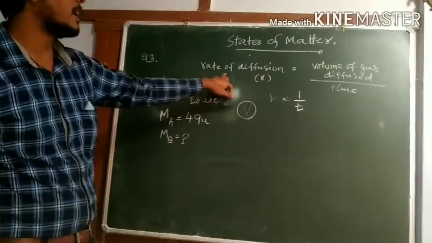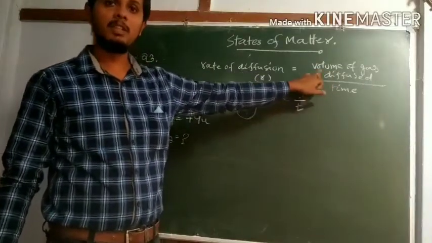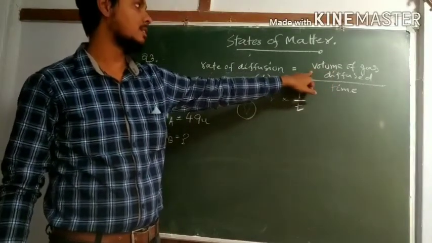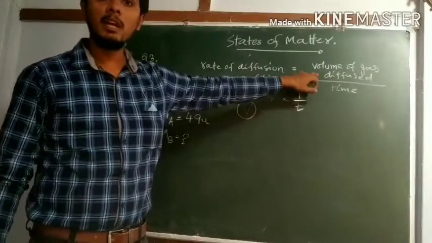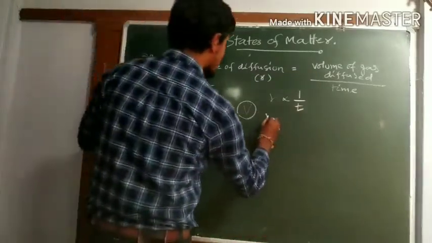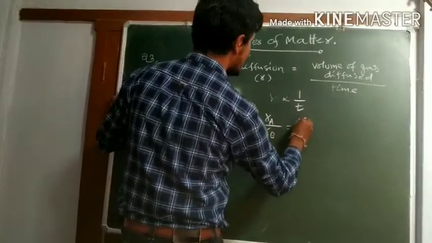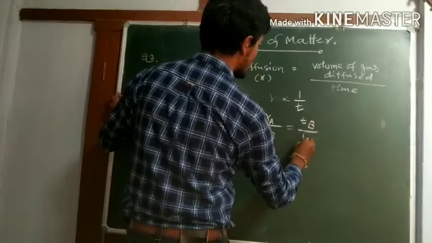The rate of diffusion is given by volume of gas diffused by time. Since the same volume of the gases is getting diffused, this V is constant, and we can write R is inversely proportional to T. So if I find the rate of diffusion of A by rate of diffusion of B, it will be equal to time of diffusion of B by time of diffusion of A.